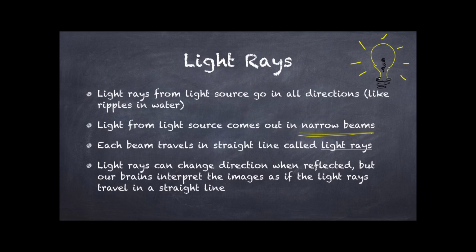And these light rays can change direction when they're being reflected. So if I turn on my kitchen light, I have a pot on the stove. The light rays that hit the pot on the stove are going to be reflected off in a bunch of directions. But when my brain looks at it, I'm not going to see all that bunch of reflections. I'm just going to see the entire pot as a whole.